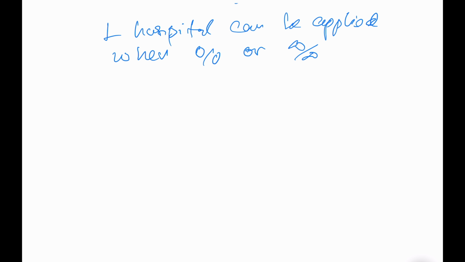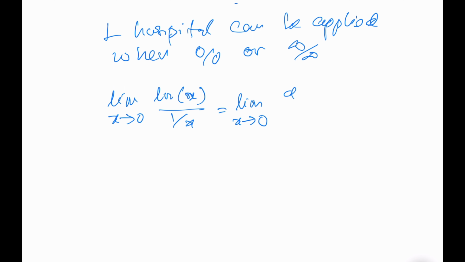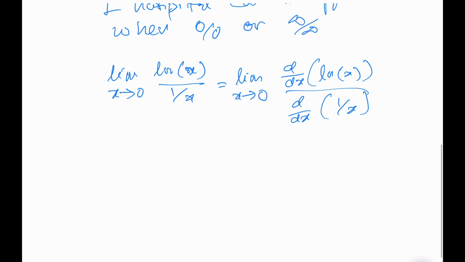So we continue. The limit of x goes to 0 for ln x over 1 over x can be found by differentiating the top and differentiating the bottom separately.